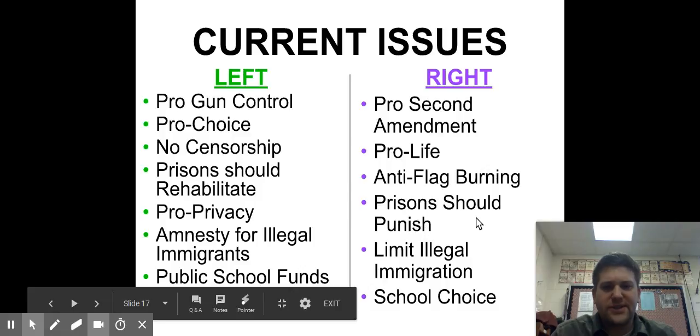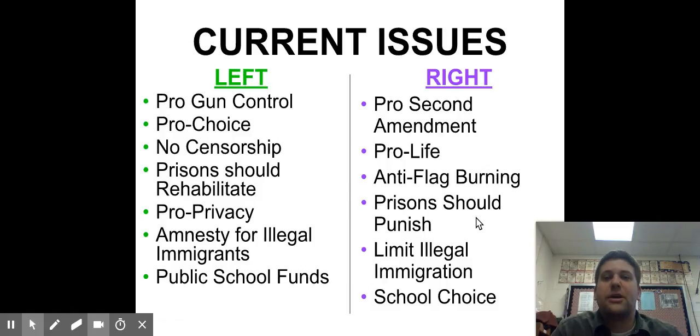They believe our prison system is in place to punish those who commit crimes, right? That we're not there to help them make them better. We're there to punish them for their crimes against humanity or their crimes against society. And that should be the number one purpose. Not that they would completely be against rehabilitation programs in those, but the number one purpose is to punish people who break the law.